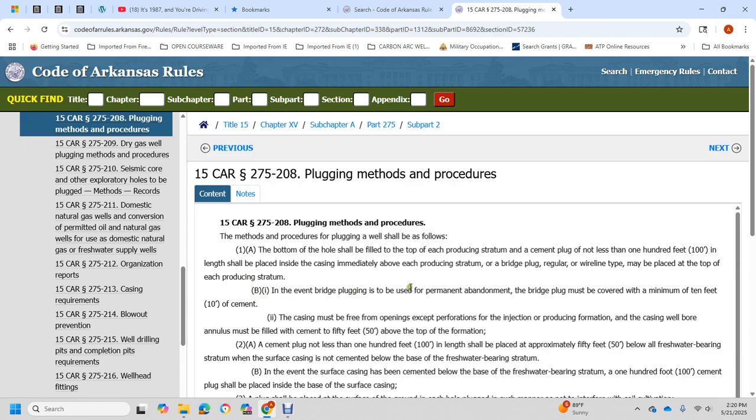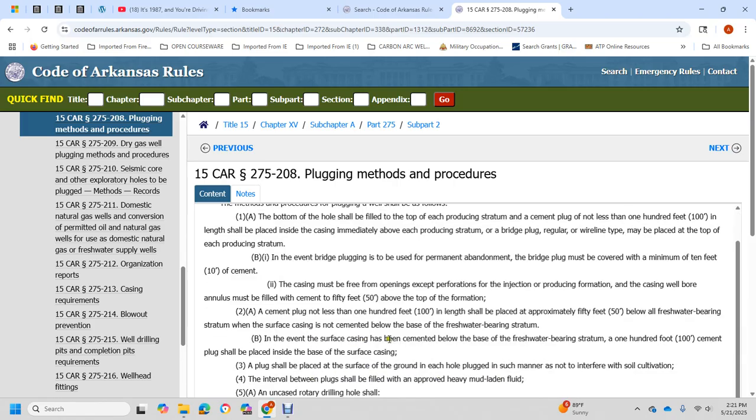In the event of a bridge plug permit with abandonment of the bridge plug, it must be covered with a minimum of 10 feet of cement. The casing must be free from openings except for the perforation and check for the producing formation, with the casing bore and annulus cemented, lead with 50 feet at the top of the formation. Cement plugs not less than 100 feet in length should be approximately 50 feet below the fresh water bearing stratum and surface. If not cemented with the base of the fresh water bearing stratum, and then the surface of the casing has been cemented below the base of the fresh water stratum, a 100 foot cemented casing plug should be placed.